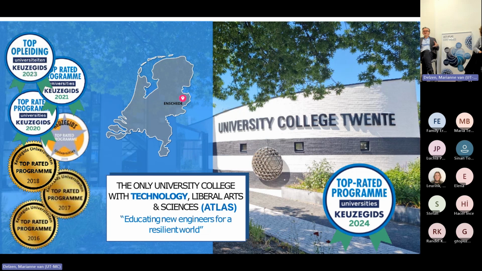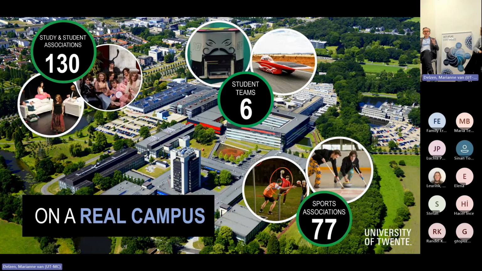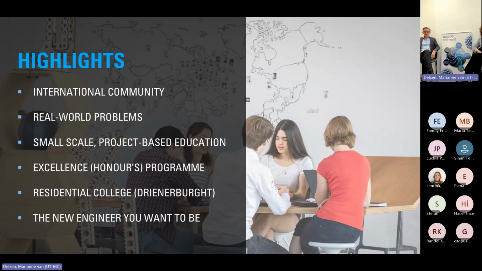So UCT, University College Twente, Atlas program, is part of the University of Twente in the Netherlands. I think it's one of the only universities in the Netherlands with a real, let's say, American style campus. So you pretty much have everything you need right here: housing, sports associations, study and student associations, and basically everything you need to have a life as a student. And you can see the surroundings are beautiful and green. And more on our study association later on in this program. So if we now move on to the next slide, you can see some highlights of our program.